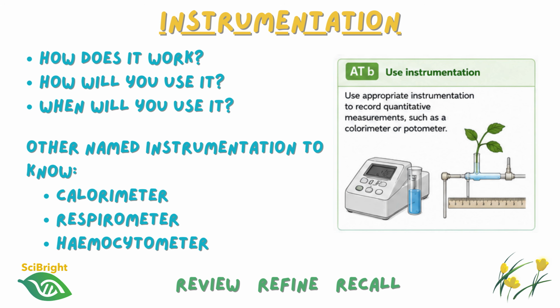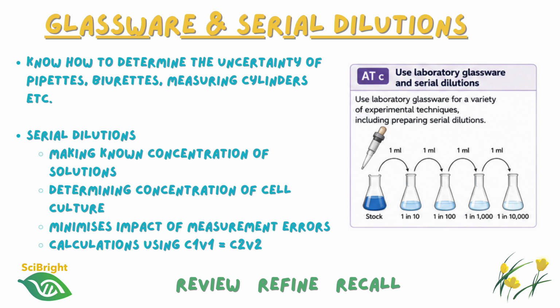ATB involves using instrumentation to record quantitative measurements. The examples listed include colorimeters and potometers. However, some other common ones that come up include calorimeters and respirometers, both of those more on paper 2, but also hemocytometers. Make sure you know how they work and key parts of the method to ensure accurate results.